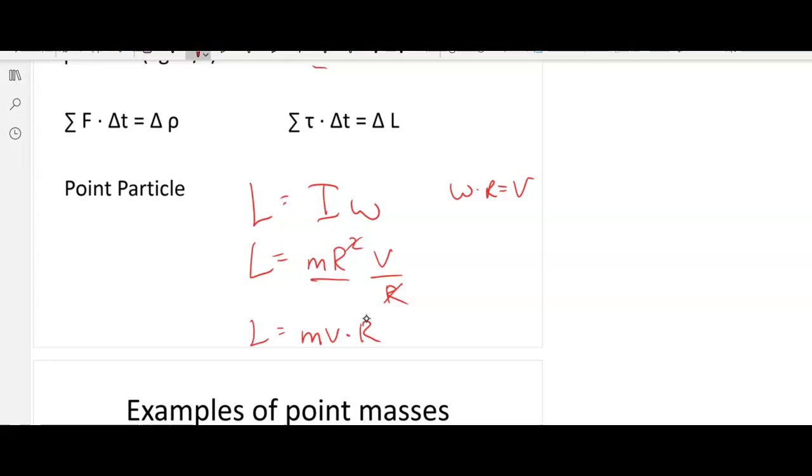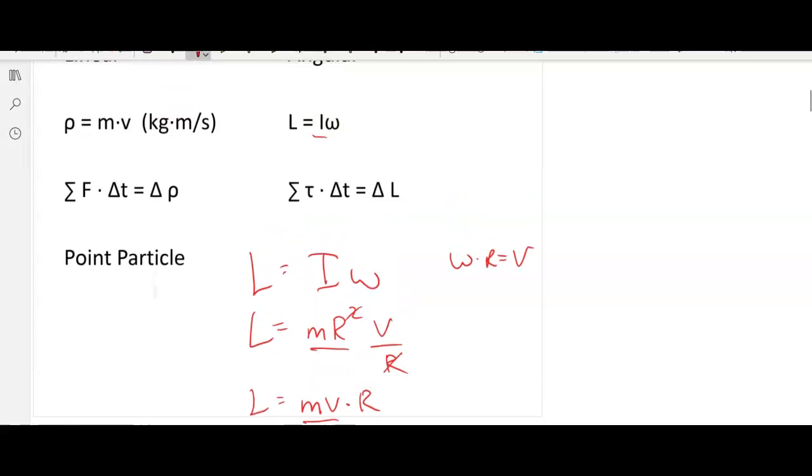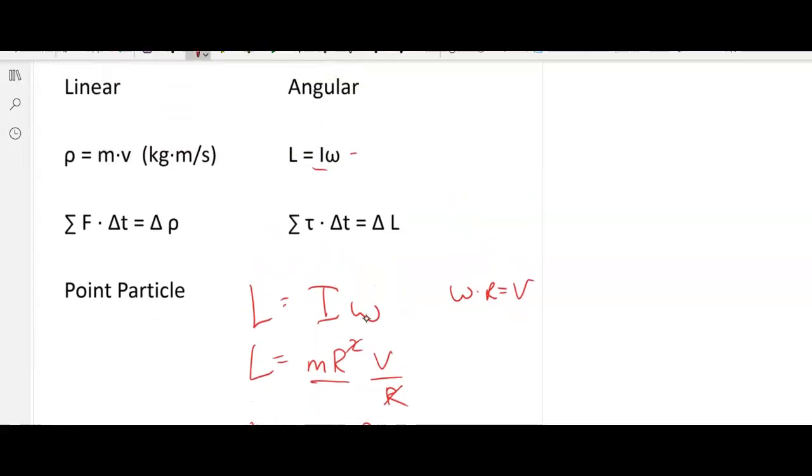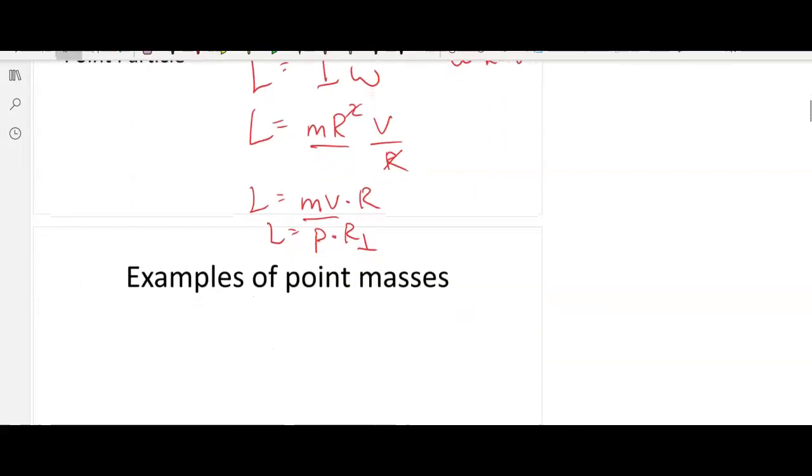So here you're left with something really nice, that angular momentum is mv, which is linear momentum, times r. And we're going to put this as r perpendicular here to show you in just a second. So angular momentum is also linear momentum times r perpendicular for a point particle. And we'll show you why this is important later on.